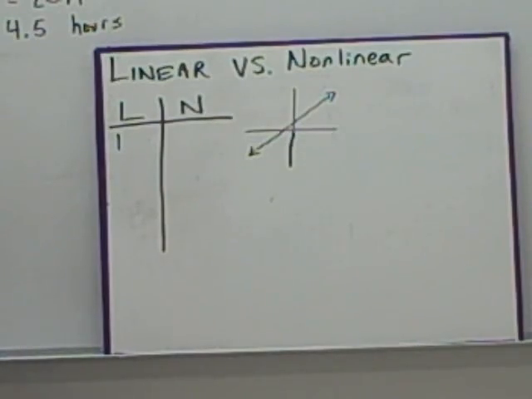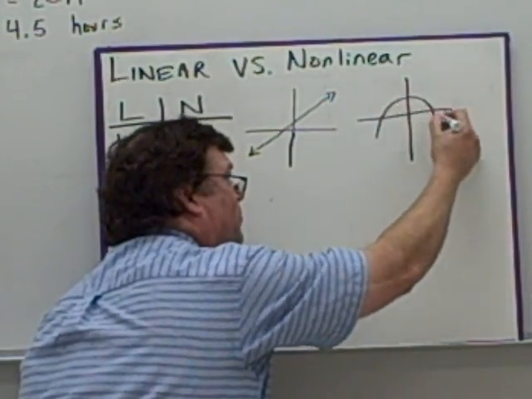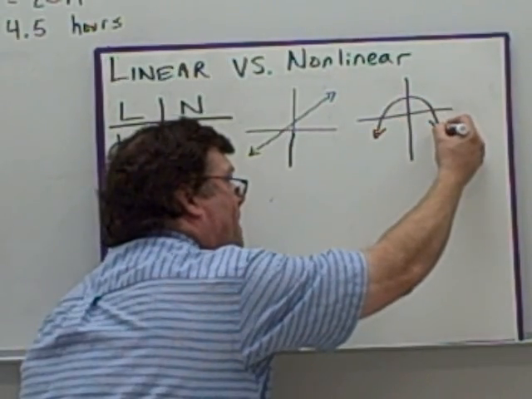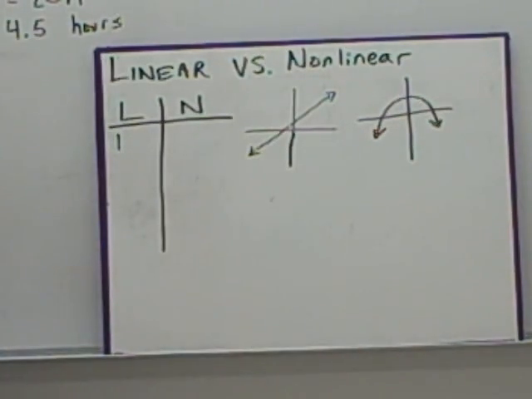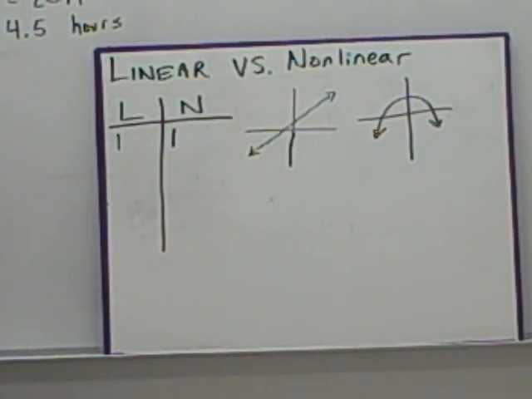Next, we have another graph. Looks like this. Is that linear or non-linear? That's a curve. It's not going to form a straight line. That is a non-linear. We have one for the non-linear there.